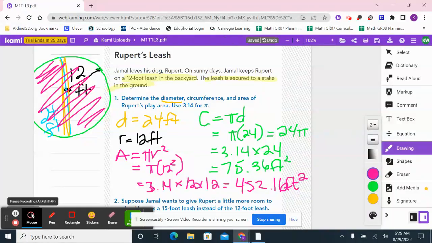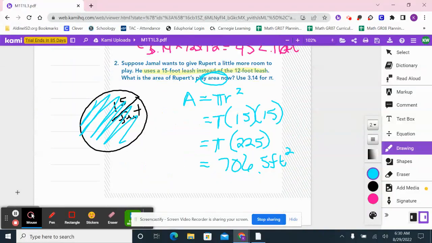Now on for number 2. Here's my work for question number 2. Here we were simply asked to find the area, but if Rupert had a 15-foot leash this time. So a 15-foot leash is our radius. I can plug that into my formula, area is equal to pi r squared. Pi times 15 squared gives you pi times 225, which would give you a total answer of 706.5 feet squared.